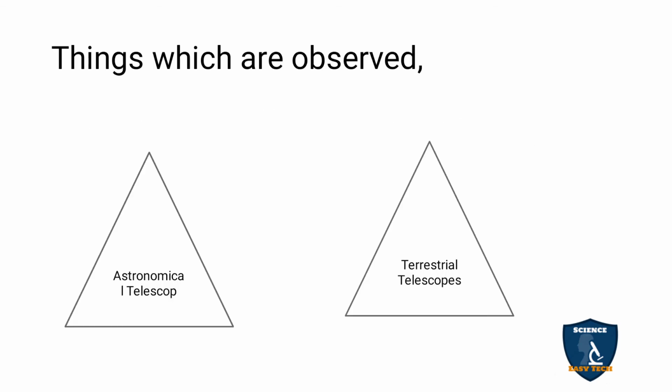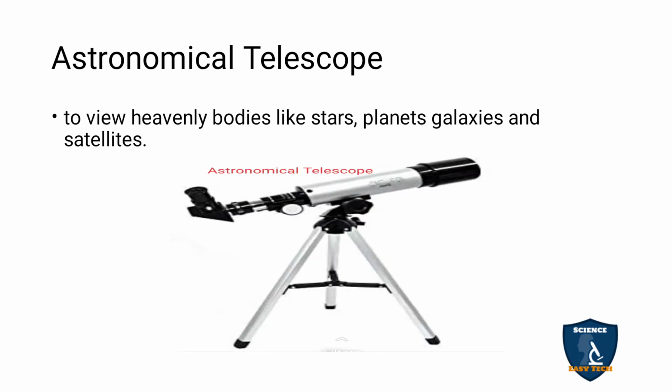Based on the things that are observed, the telescope is again divided into two: astronomical telescope and terrestrial telescope. Astronomical telescope: astronomy deals with heavenly bodies like stars, planets and galaxies. I have given the picture here. This is the astronomical telescope to view the sky, stars, planets and satellites.